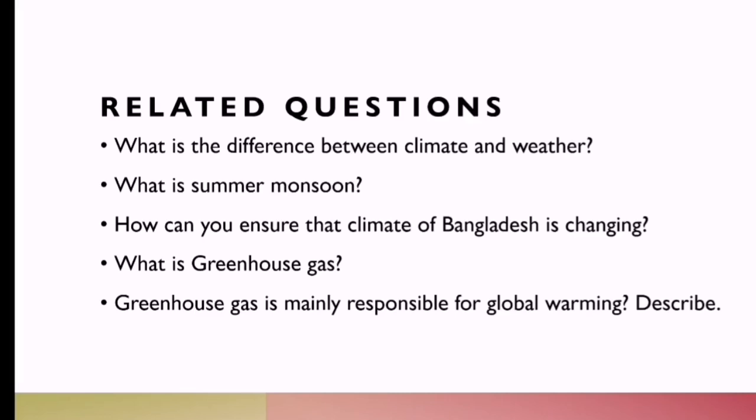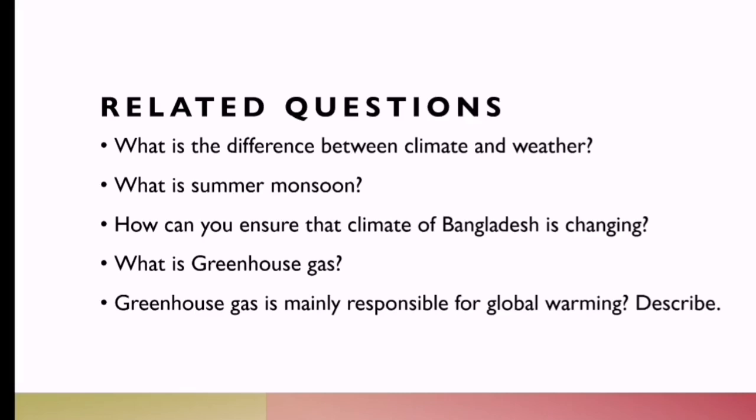For determining the weather, we actually use temperature, pressure, speed of air, humidity, and amount of rainfall. On the other side, for determining the climate of an area, we generally consider latitude, longitude, distance from sea, height from sea level, etc.